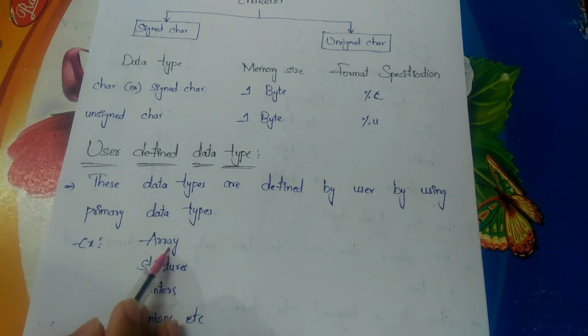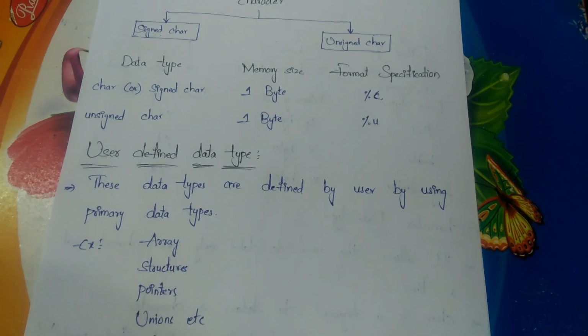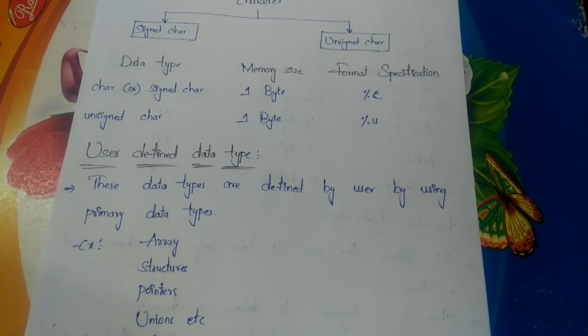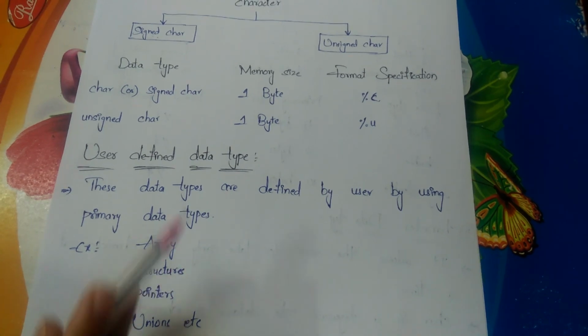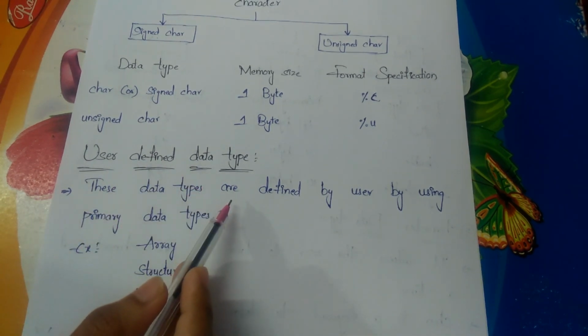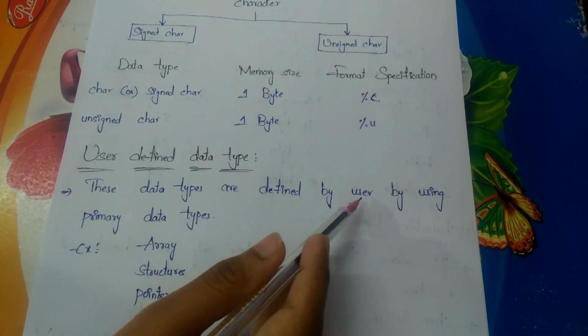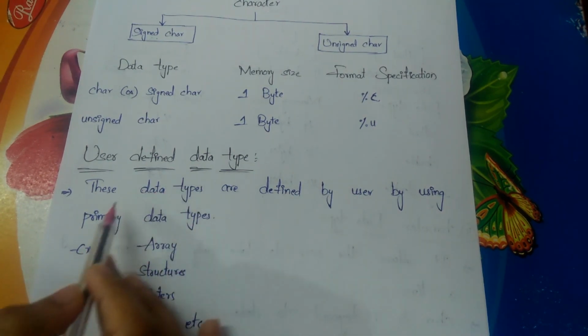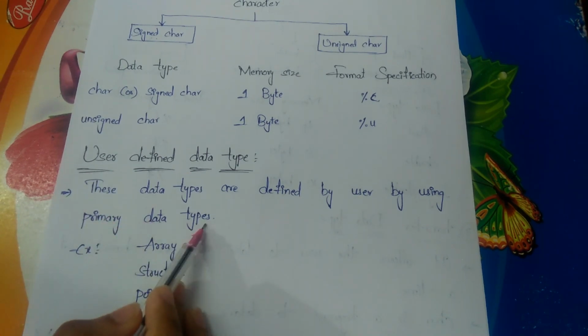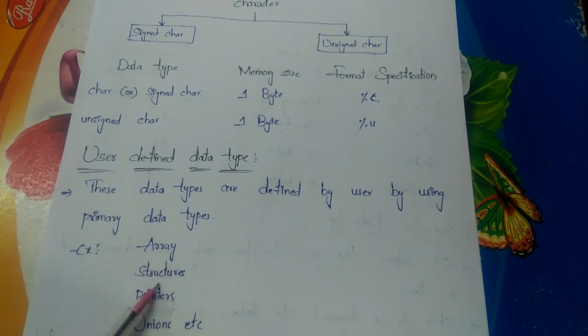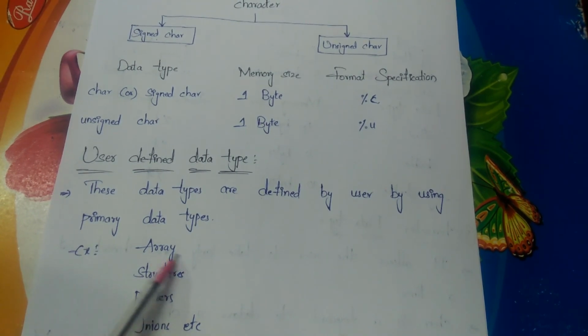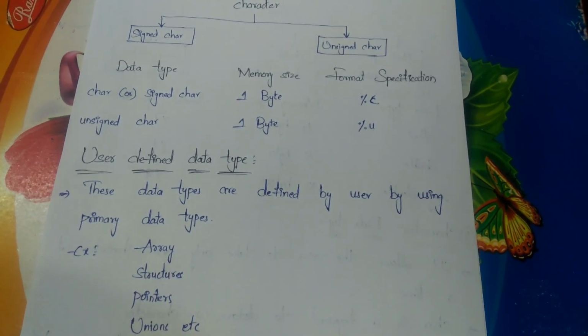Examples are array, structure, pointers, unions. Primary data types are already defined, nothing but predefined. In user defined, those are not predefined, but are defined by the user, and the user defines the data types by using the primary data types. So examples are arrays, structures, pointers, unions, and etc. We shall discuss all these in the upcoming chapters.